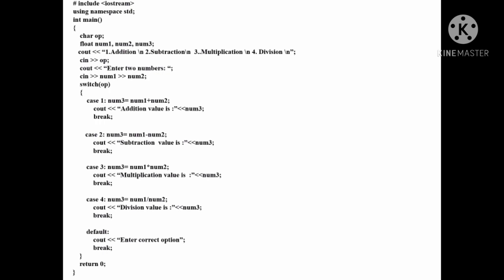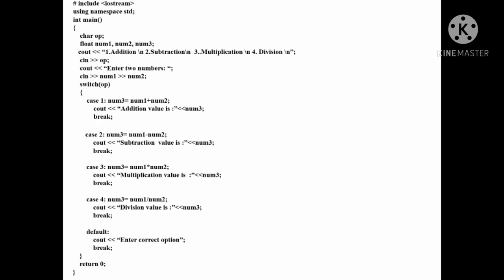Now moving to the coding part. In this program we are using the switch statement to perform addition, subtraction, multiplication and division. We first display the message, that is 1 for addition, 2 for subtraction, 3 for multiplication and 4 for division, to the user to enter the desired operation number. Whatever the user inputs will be stored in the character variable named op.